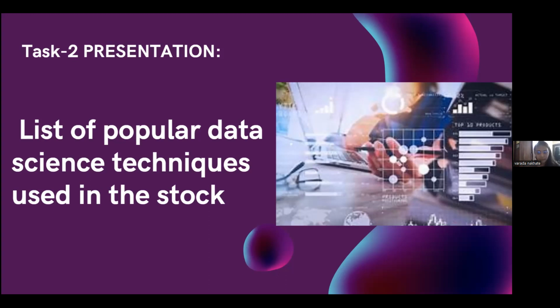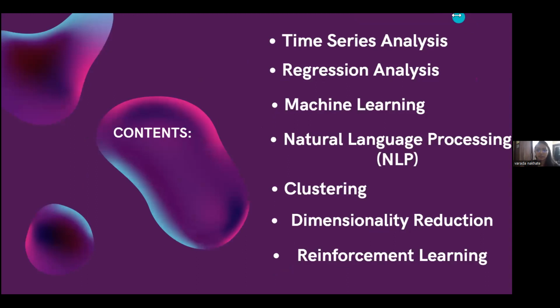The numbers help us know what the past numbers tell us, the specific trends and patterns that we can follow to maximize the profit. So the popular techniques that data science includes, which help in the prediction of the stock market, are time series analysis, regression analysis, machine learning, natural language processing, clustering, dimensionality reduction, and reinforcement learning.